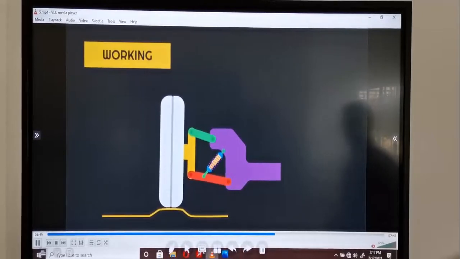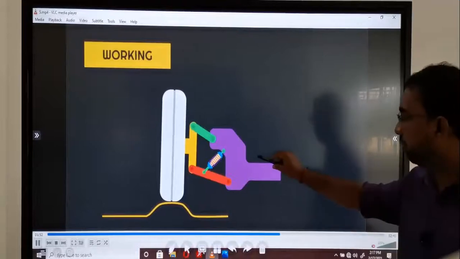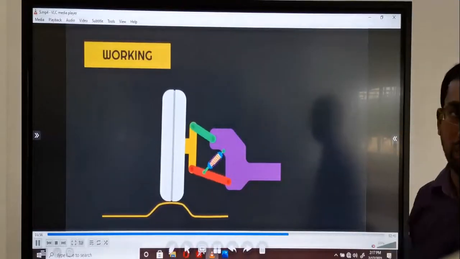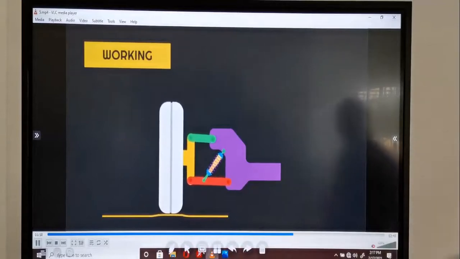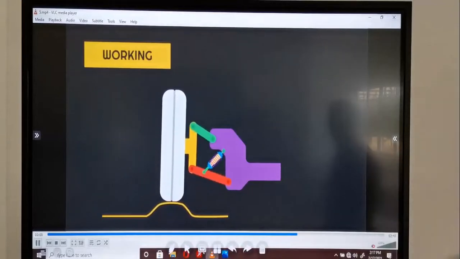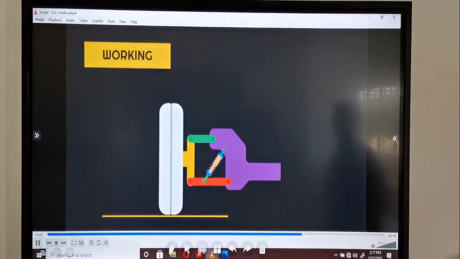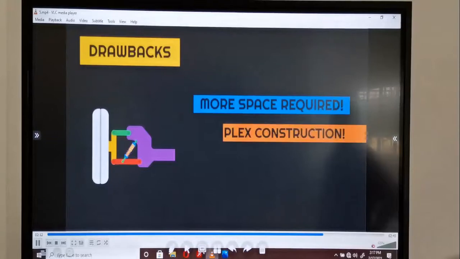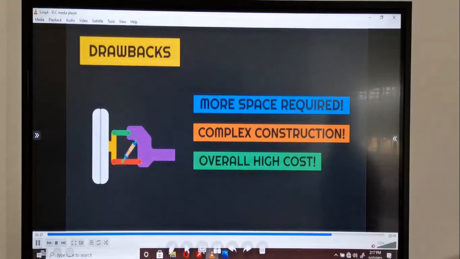suspension system. Because the vehicle frame does not vibrate, only these wheels move up and down. There are no changes, so not many vibrations occur in the vehicle frame. That's called independent: the wheel and shock absorber move up and down very independently. So drawbacks: more space required, complex in construction and overall high cost.